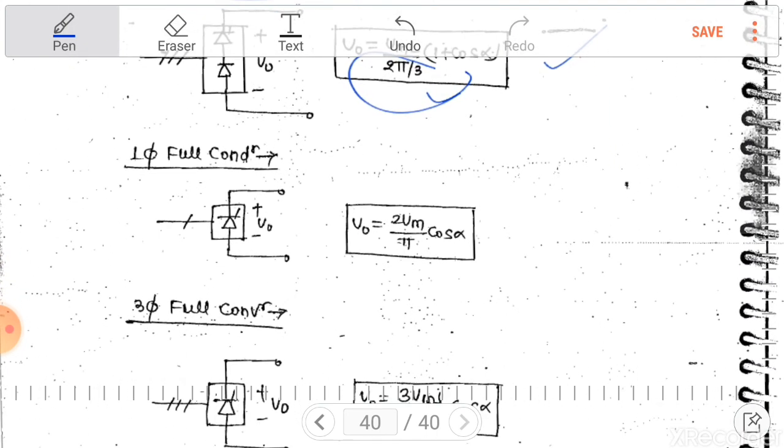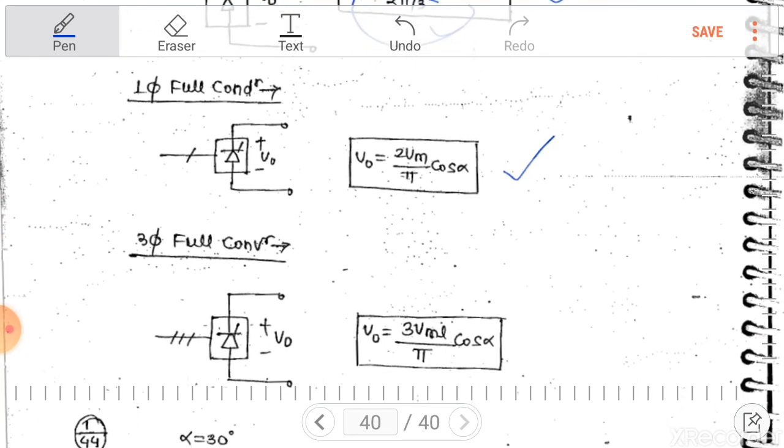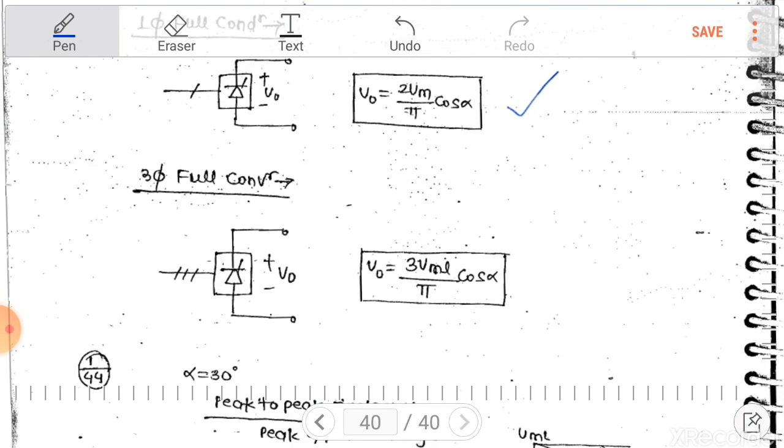For full converter, V output is 2 Vm by pi cos alpha, and here 3 Vml by pi cos alpha. Here also, Vm divided by the time period: the time period is pi by 2 here and pi by 3 there.